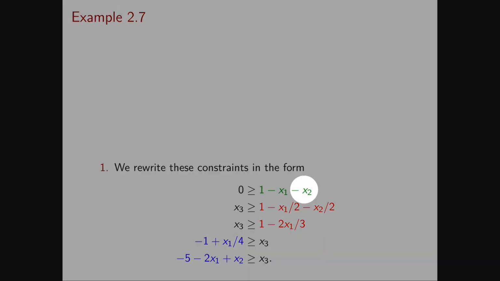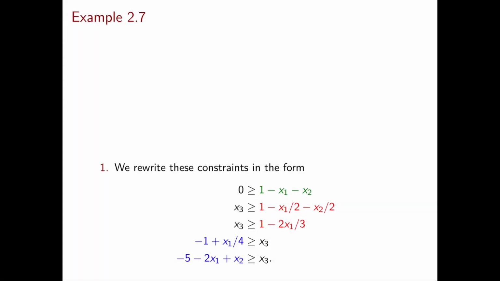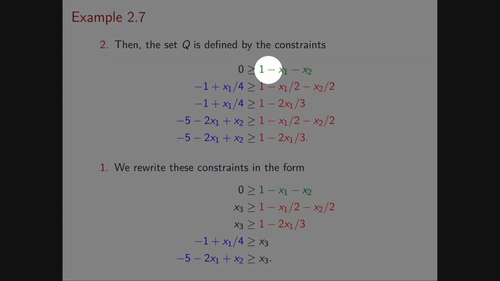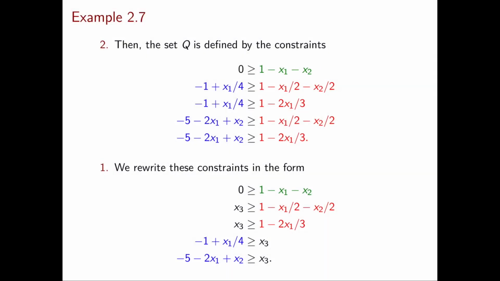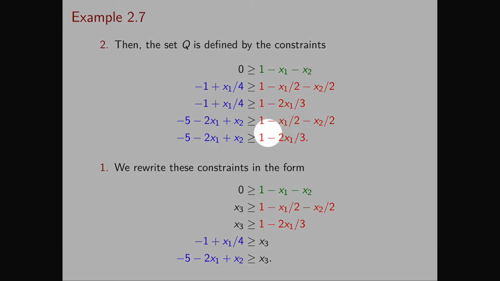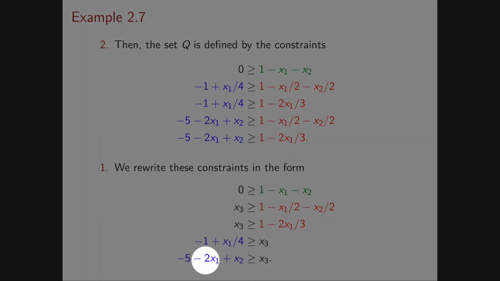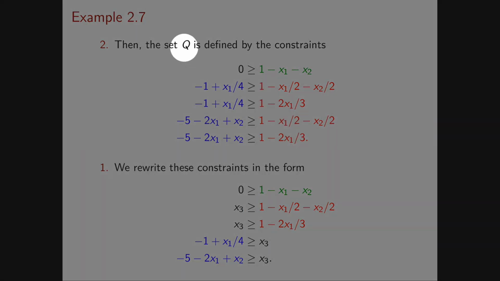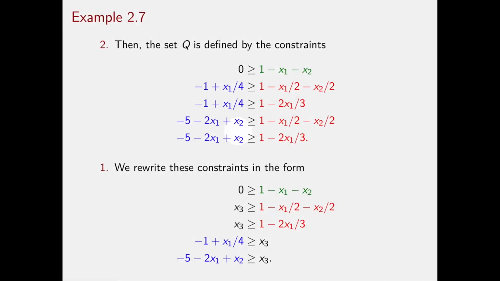We're going to keep the green inequality and combine each lower bound with each upper bound. And this is the system that we obtain. As you can see, there's still only one green inequality, which is left unchanged. And then the first upper bound is paired with both the red lower bounds. And similarly, the second upper bound is paired again with both lower bounds. So the polyhedron Q is then defined by this system.